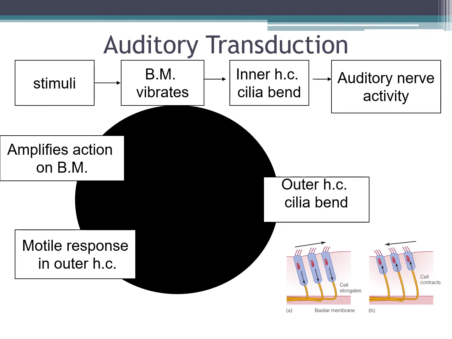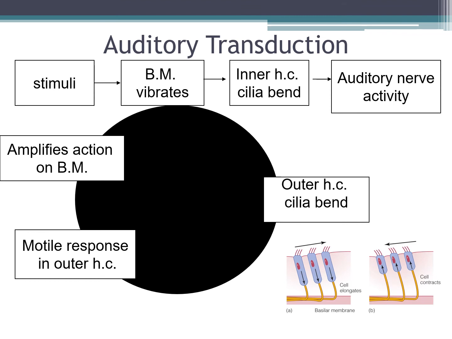But what this circle is trying to show is, as the basilar membrane is vibrating, the outer hair cell cilia also bend. And what that little picture at the bottom right is showing is that when they bend one way, because remember the tectorial membrane is shearing back and forth, just like it is across the inner hair cells, it pushes those outer hair cells and causes them to elongate. So the cell actually elongates and pushes down on the basilar membrane. And when the tectorial membrane comes back the other way, the cilia are coming the other way.